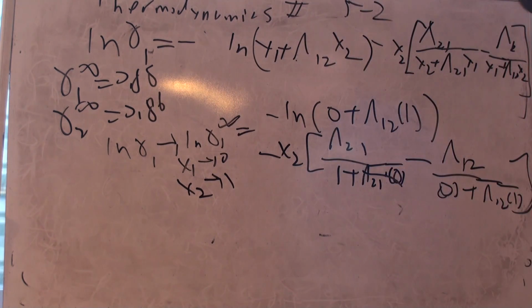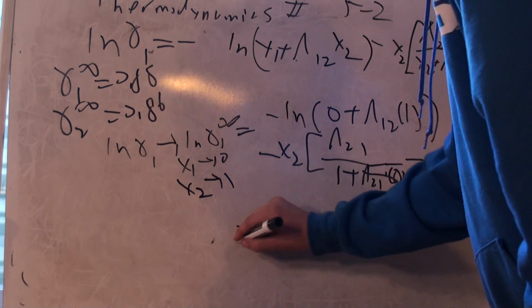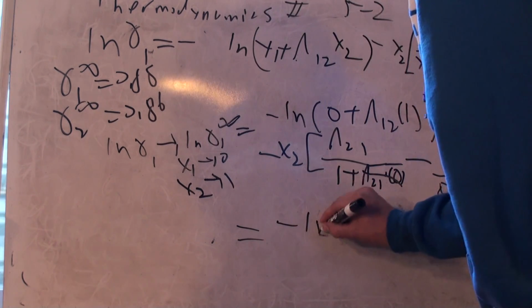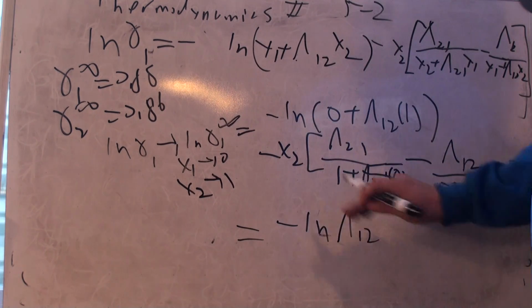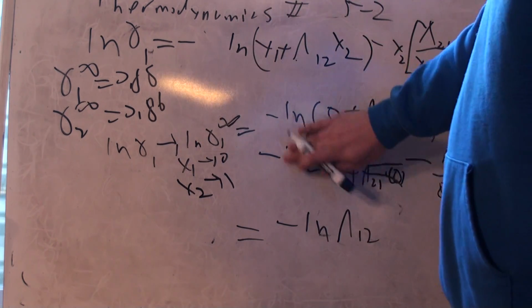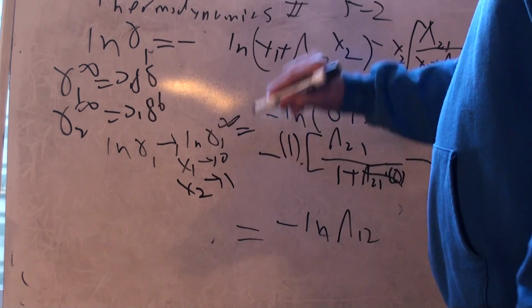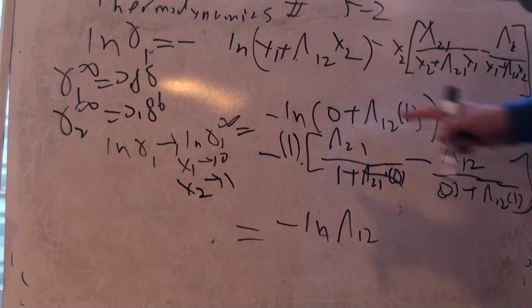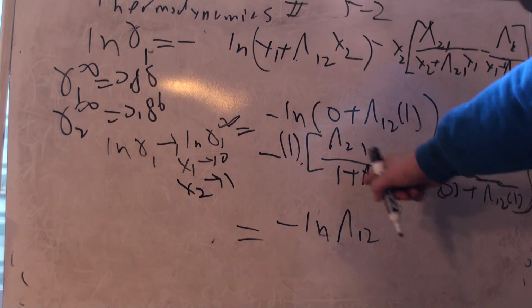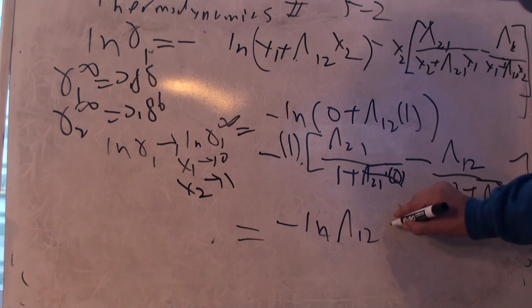Clean that up a little, because okay, now a lot of times these just go to A or B or something really simple. This actually doesn't go to something simple. This goes to something a little bit more complex, and so this simplifies down to minus natural log of lambda 1,2. X2 is not x2. That's equal to 1. I was hoping that would just go to 0, but that goes to 1. Okay, so I have lambda 2,1 over 1 plus 0, which is lambda 2,1.